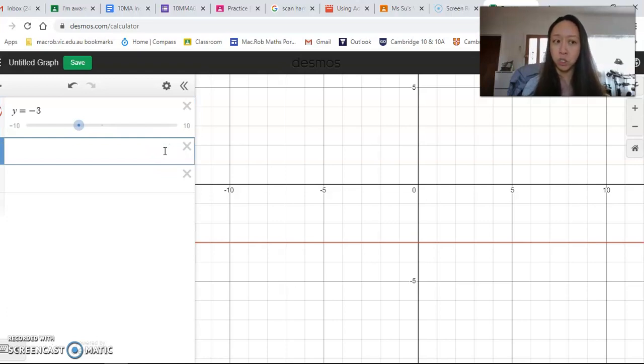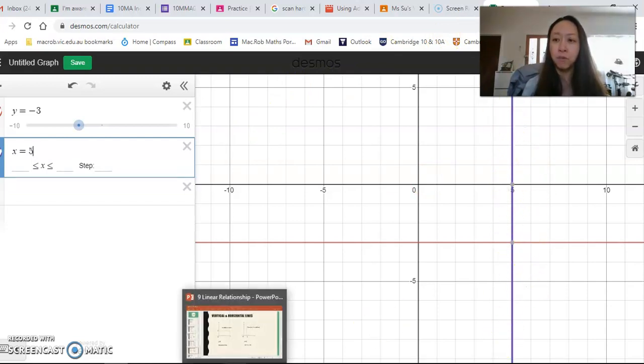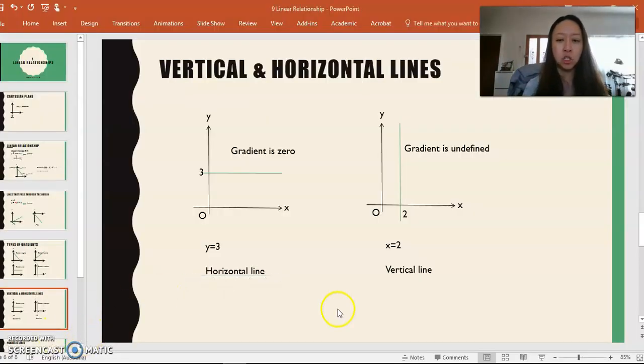So as mentioned just now, if you want to draw a gradient that is undefined, it's going to be a vertical line. So therefore, x will equal to a number. So it could be any number. So let's say x equals to 5. So can you see now my vertical line is drawn already? Yeah. Feel free to explore further if you need to. And then let's go to the next part.